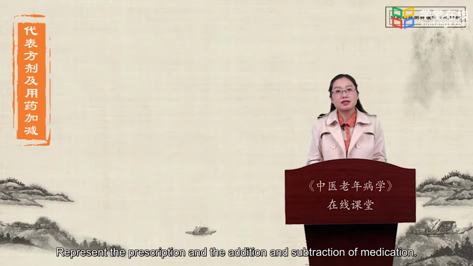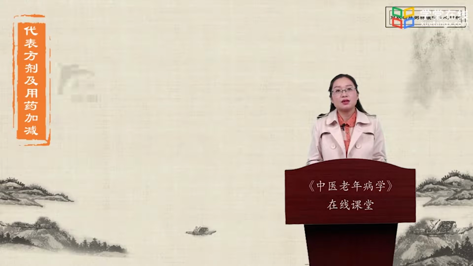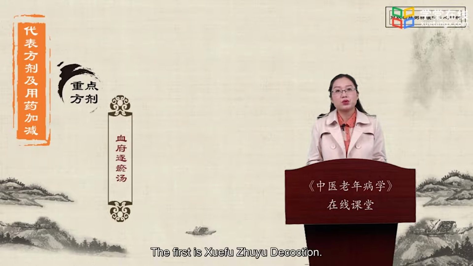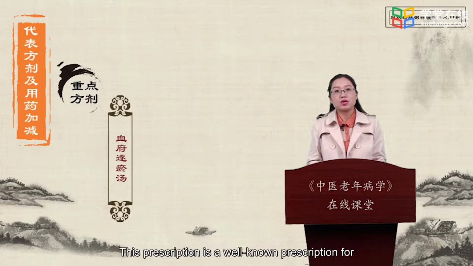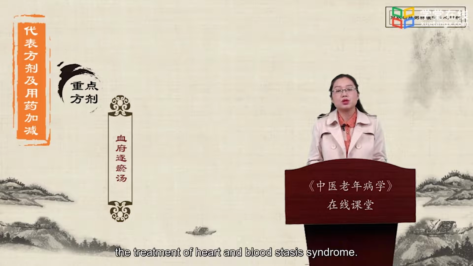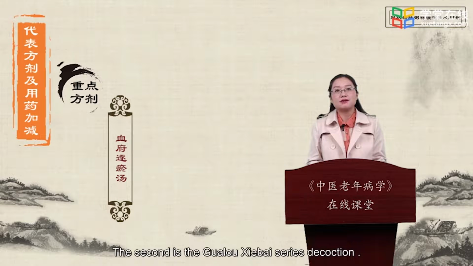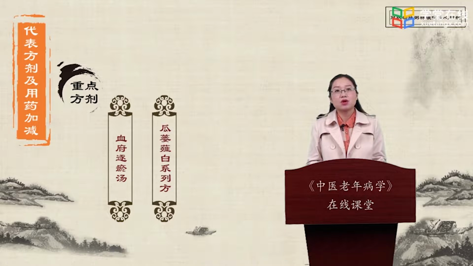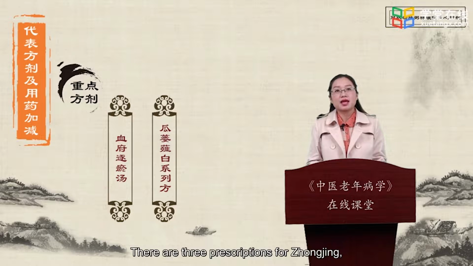Representative prescription and the addition and subtraction of medication. Master the key prescriptions. The first is 血府逐瘀 decoction. This prescription is a well-known prescription for the treatment of heart and blood stenosis syndrome. The second is 瓜蒌蟹柏 cereus decoction. There are 3 prescriptions for 仲景, and their treatments are suitable for each.